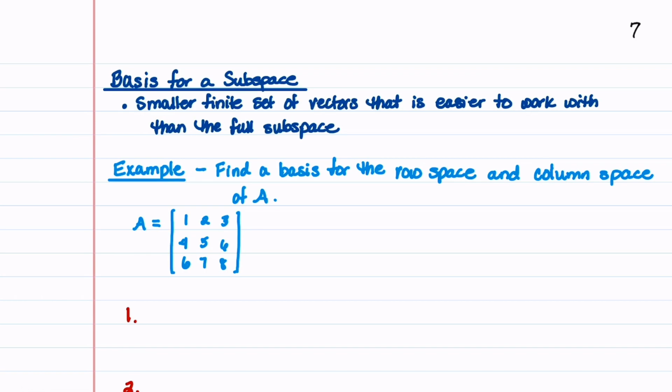Now that we know how to find the row space, column space, and null space of a matrix, we need to learn how to find the basis for these subspaces. The basis for a subspace is a smaller finite set of vectors that is easier to work with than the full subspace. I'm going to demonstrate how to find a basis through this example problem. In this example, we're asked to find a basis for the row space and column space of A. Notice that this is the same matrix that we were working with on the previous page.